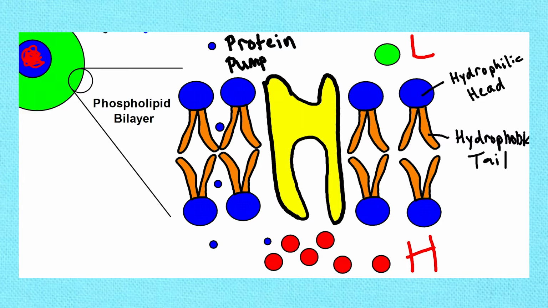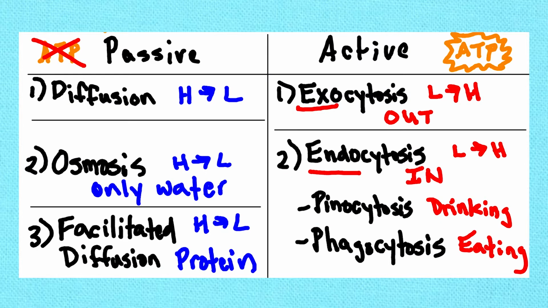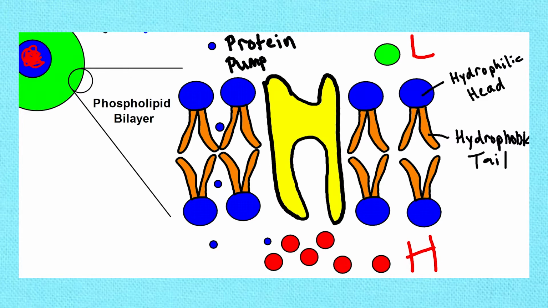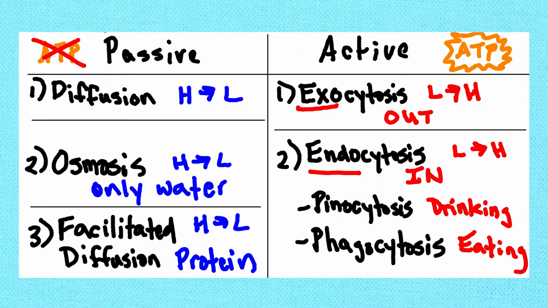We can't call it facilitated diffusion because we know that that's passive and doesn't use ATP. So when a protein helps actively going from low to high, we say it's called a protein pump. That's our yellow guy right there. Now this can get more complicated, as can any topic in biology, but for now, this is pretty much all I need you to know.